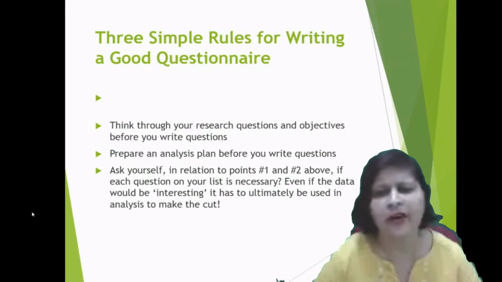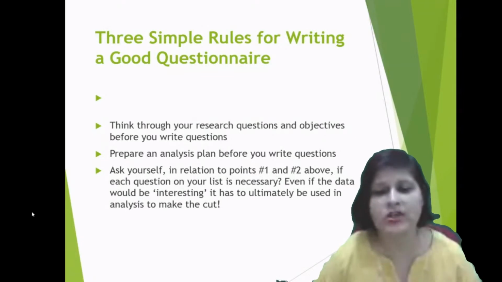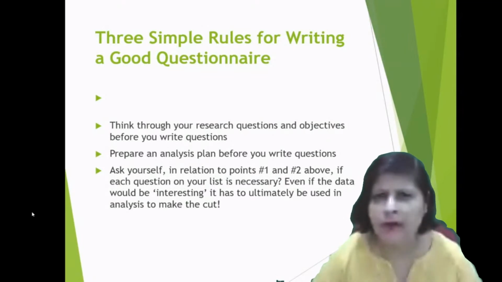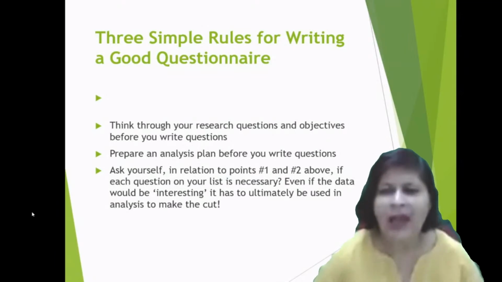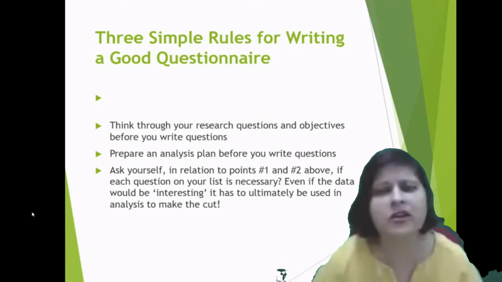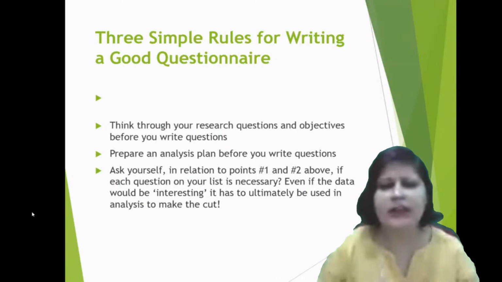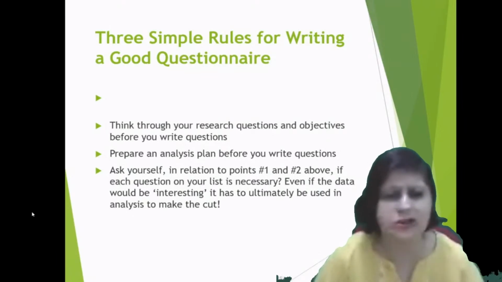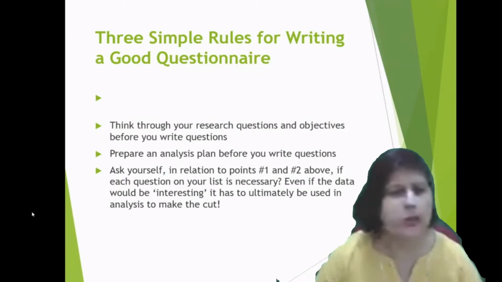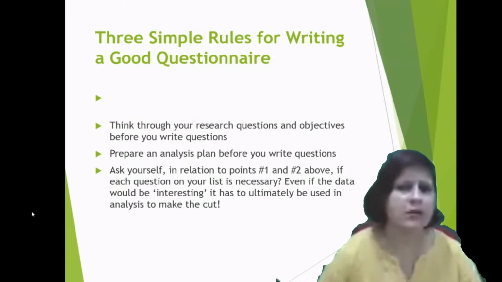Three simple rules for writing a questionnaire. The first is to think through your research questions and objective before writing a question. You should know about your topic. Your objective should be crystal clear. And you should frame the questions according to your objective, so that you can achieve your objectives. Your objective and your topic should be clear to you, what you want to achieve. Don't unnecessarily put in more questions, or questions which are not related to your topic or objectives.